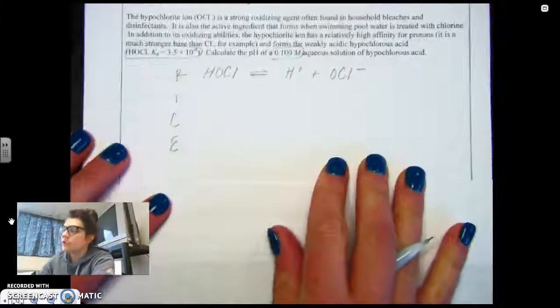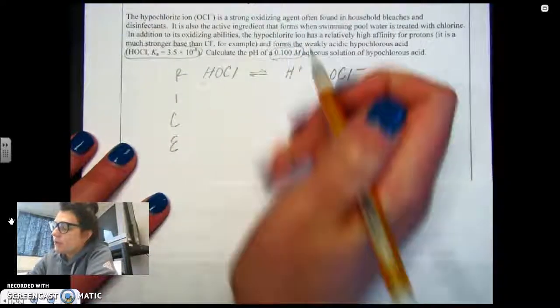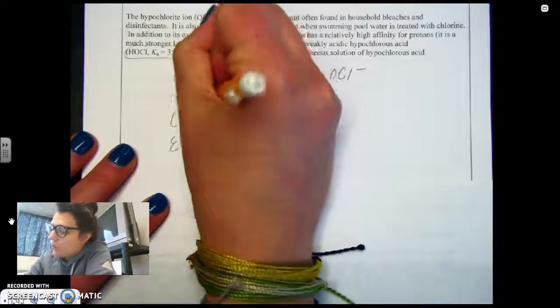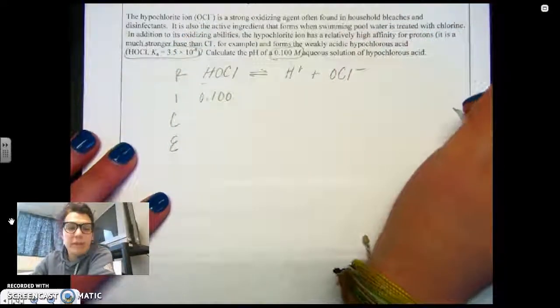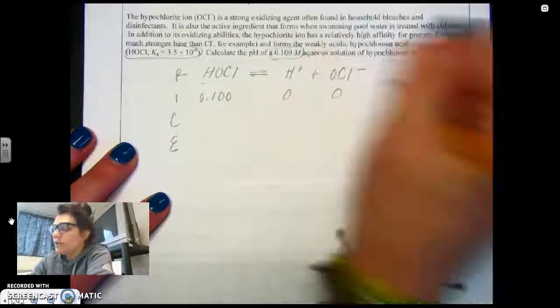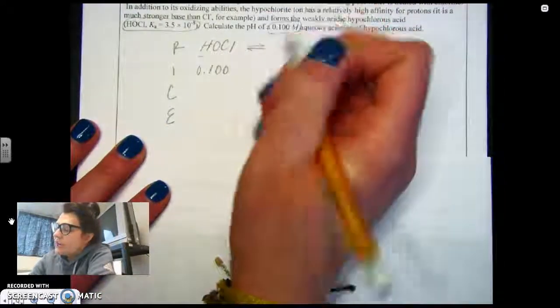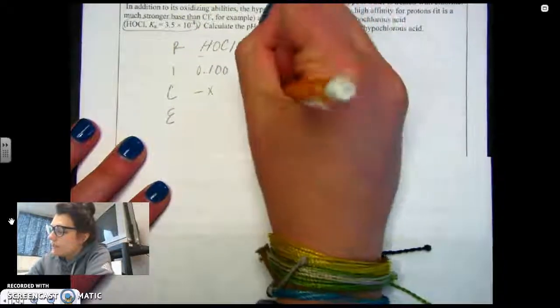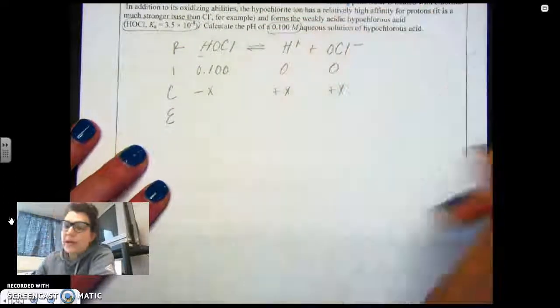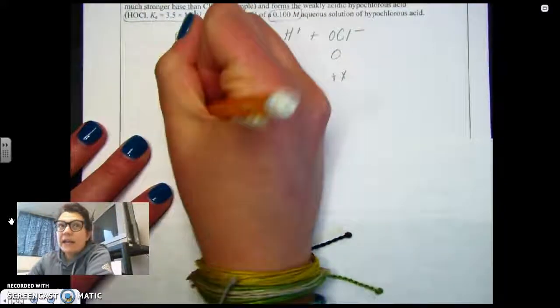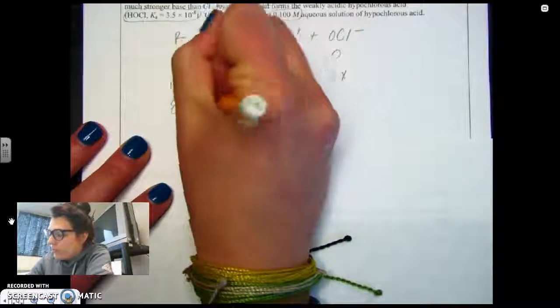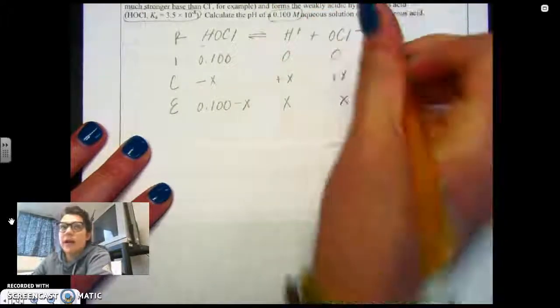Okay, so initially it tells me that I'm starting with 0.100 molar of hypochlorous acid, and I'm starting with 0 and 0 of these. Then the changes, since it's 1 to 1 to 1, I'm going to be subtracting x, and then adding x to each of the products. So then at equilibrium, it's going to be 0.100 minus x, and then this will be x and x.